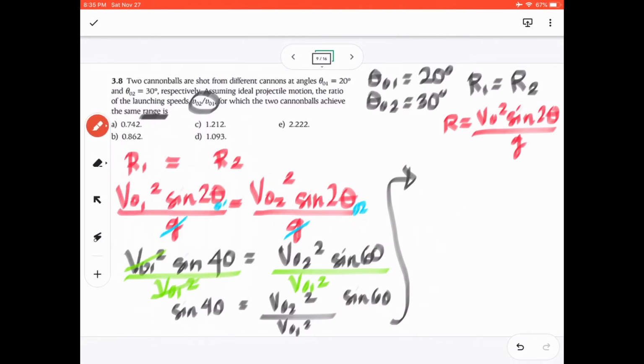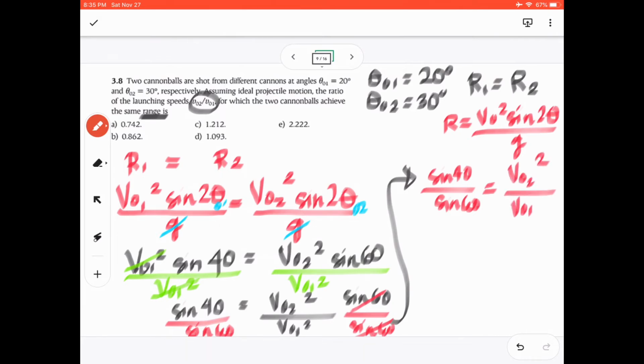Let's use another color. Now we have VO2 squared over VO1 squared, and we need to isolate VO2 squared and VO1 squared on one side. Therefore, we divide both sides by sine 60, so we can cancel this. Now we have sine 40 over sine 60 is equal to VO2 squared over VO1 squared.